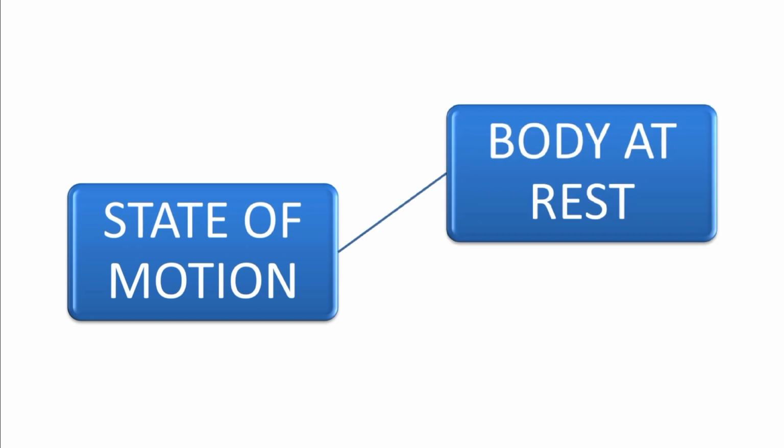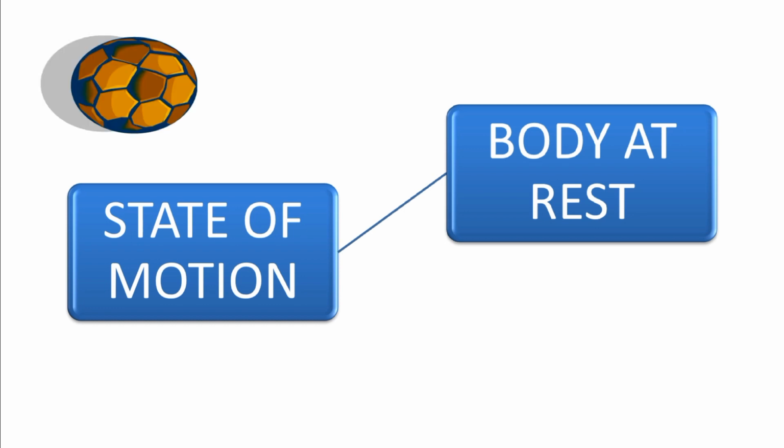One is body at rest. A body at rest is when an object does not change its position with respect to its surroundings. For example, this ball is at rest because it is not moving relative to the surroundings.